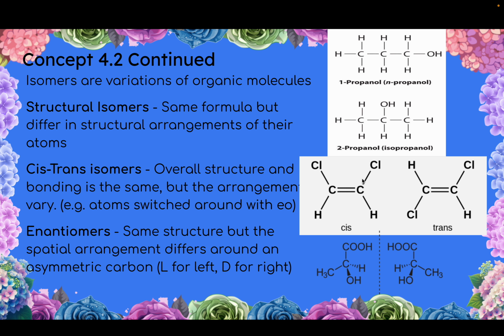Typically the cis version is symmetrical, and the trans version is asymmetrical. And then last you have, I'm sorry, I can't pronounce this, enantiomers. Basically they're the same structure but they're mirrored. Their spatial arrangements differ around an asymmetric carbon. Like we defined earlier, an asymmetric carbon is where all four bonds are to unique elements or groups. The spatial arrangements differ, and typically they're mirror images of each other, so they're left and right forms.